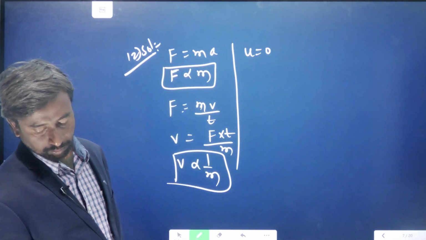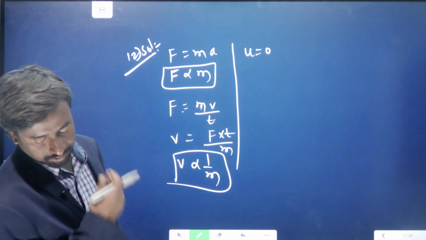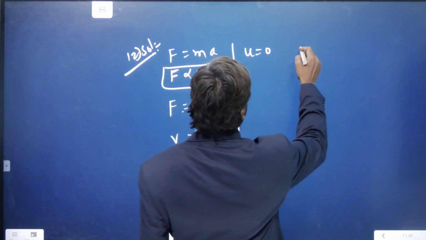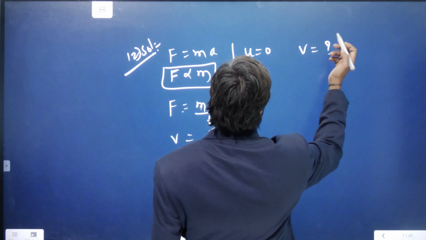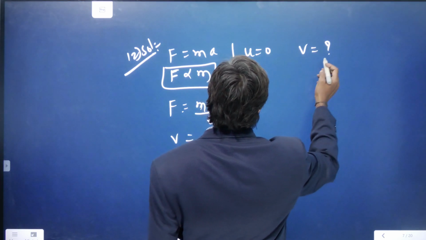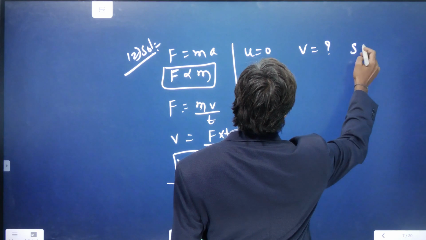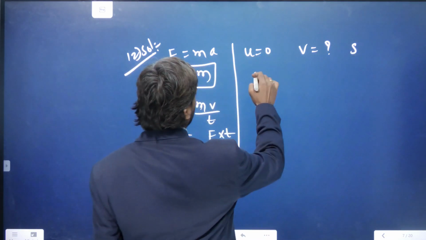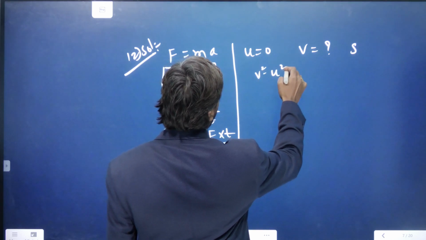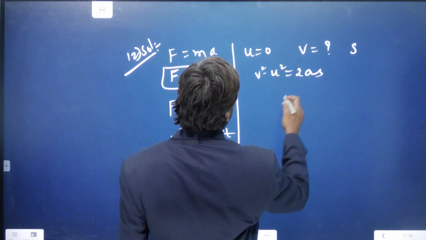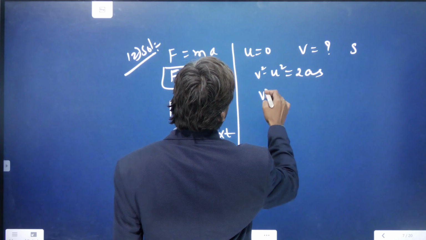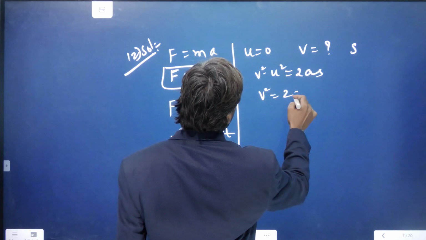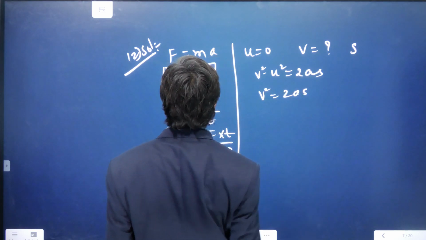So the velocity attained by the particle, the final velocity, and what is the relation here, in a certain distance. Let us consider the distance s. From this equation we can write, squaring, u is 0, then v square is equal to 2 a into s.